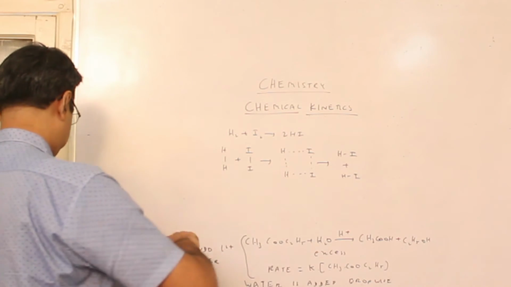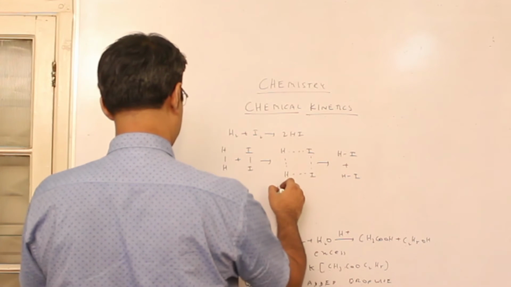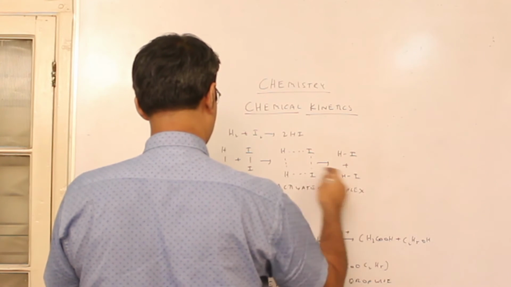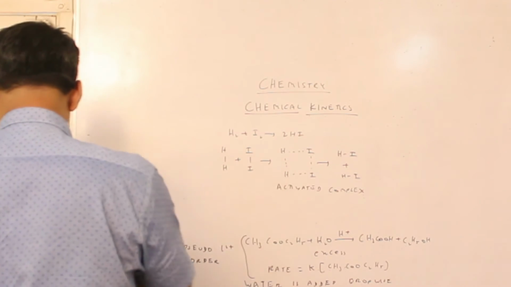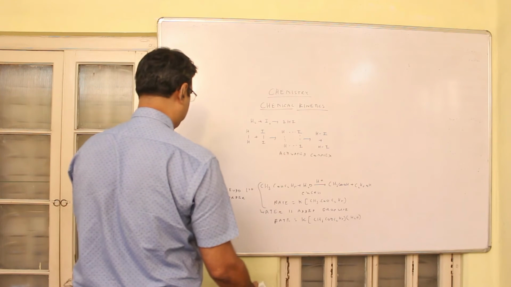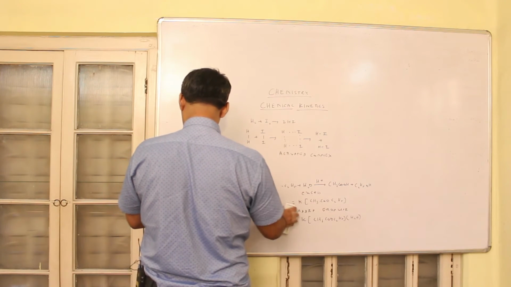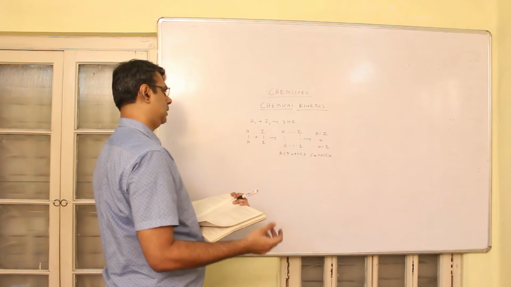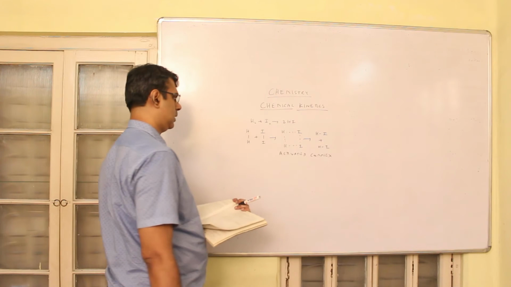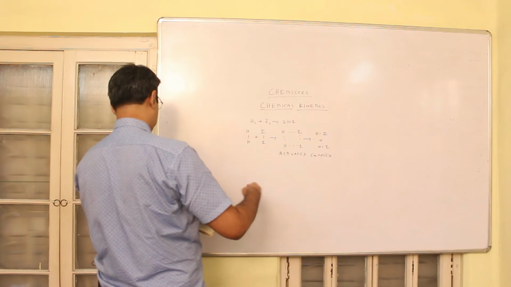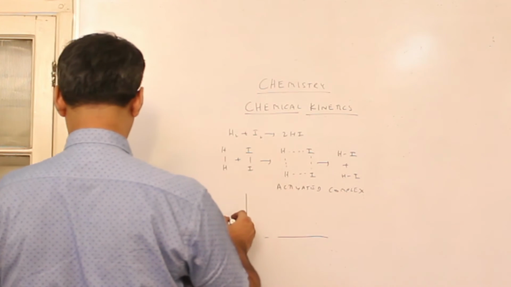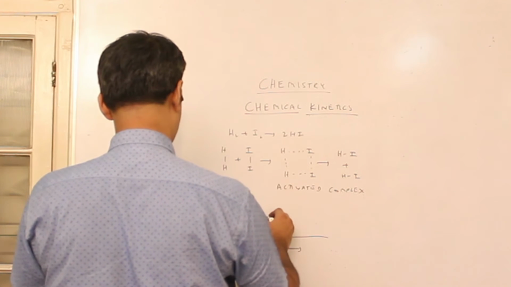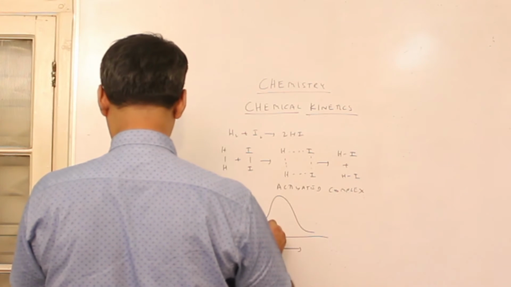So this intermediate is known as activated complex. This activated complex has got very high potential energy. So the potential energy of the activated complex is so high that it is unstable, and therefore it ultimately dissociates to give the products. Now if you try to graph the energy of reactants and products, then this is how the graph will look.